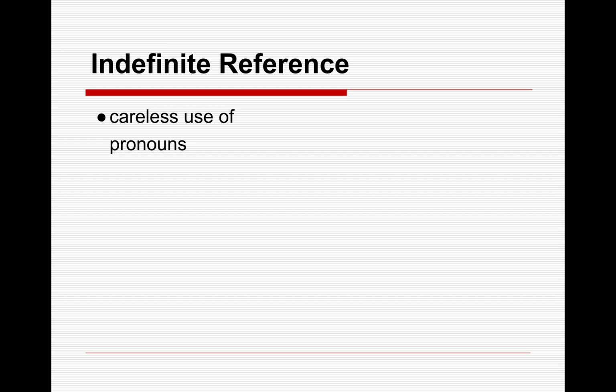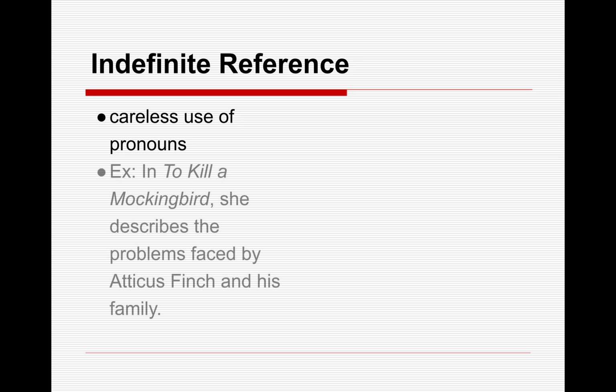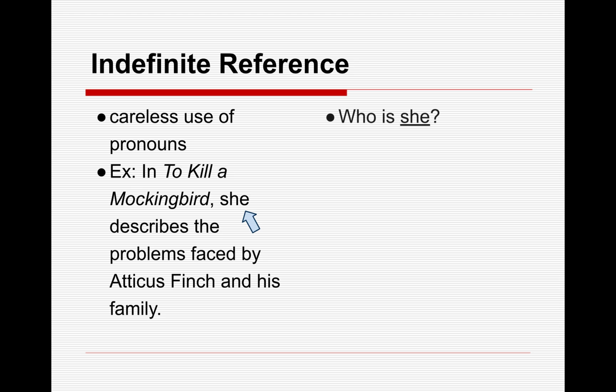Pronouns he and she and it and they take the place of nouns, okay? That's what makes it a pronoun. Well, sometimes they're used carelessly, and it becomes an indefinite reference. For example, in this sentence, in To Kill a Mockingbird, she describes the problems faced by Atticus Finch and his family. Now, we have two pronouns in this sentence. We have a possessive pronoun his, and we have the standard pronoun she. Okay? When we look at the word his, we can see that it's referring back to Atticus Finch.